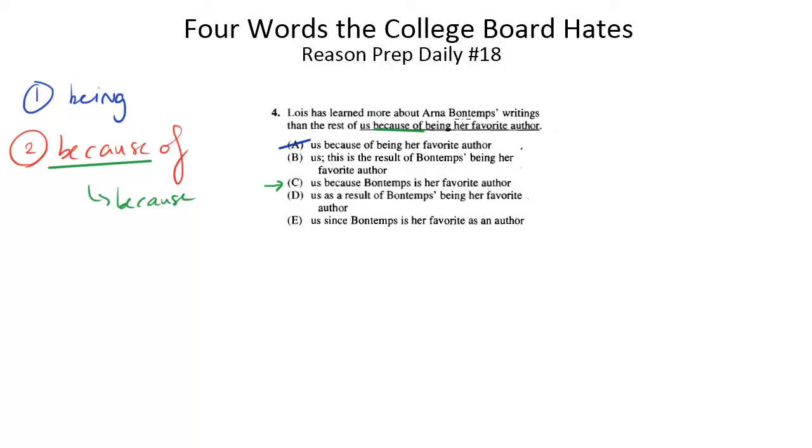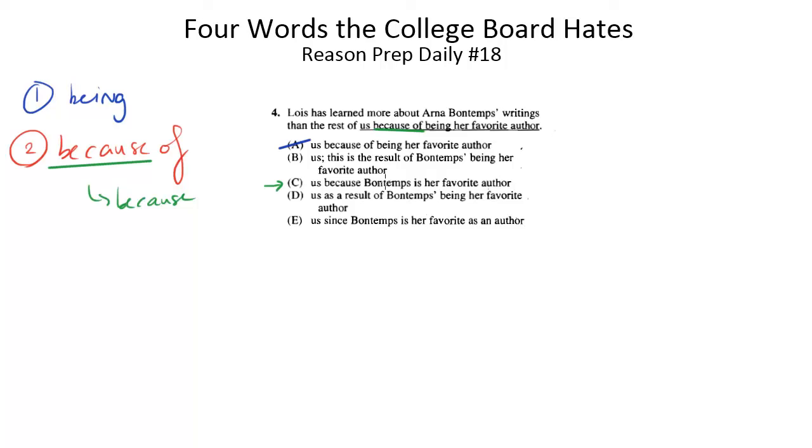Lois has learned more about Arna Bontemps' writings than the rest of us because Bontemps is her favorite author. It clears up who is whose favorite author, and it clears up the wordiness, gets rid of the "being," changes "because of" to "because." This looks pretty solid. Of course, we always check all 5, so let's look at B. Lois has learned more about Arna Bontemps' writings than the rest of us. This is the result of Bontemps being her favorite author.